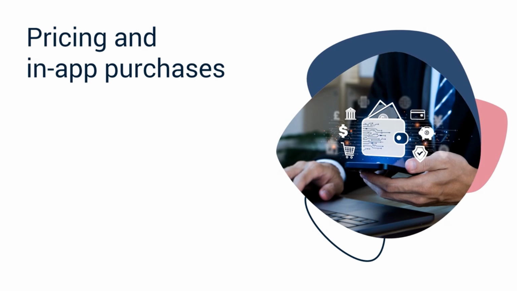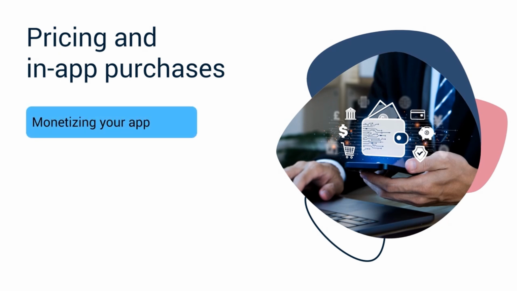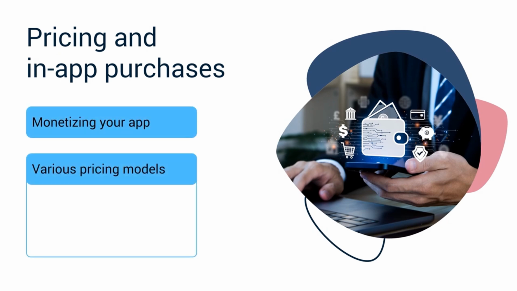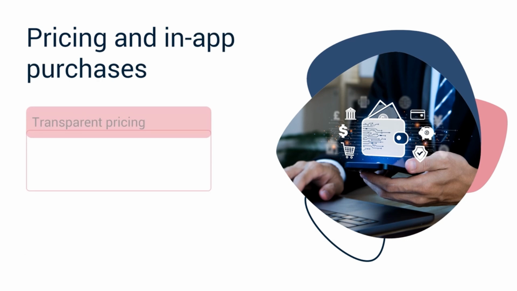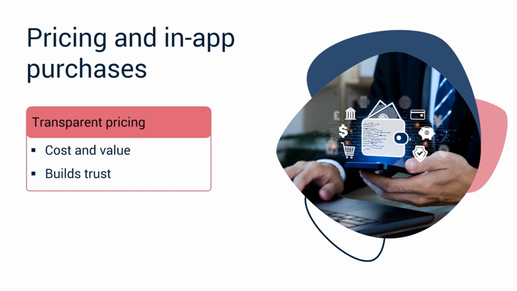Additionally, consider best practices for monetizing your app. The App Store and Play Store support various pricing models, including free apps, paid apps, and freemium models where users can make in-app purchases. You need transparent pricing to clearly communicate the cost and value of in-app purchases. Transparency builds trust and ensures users know what they are paying for.